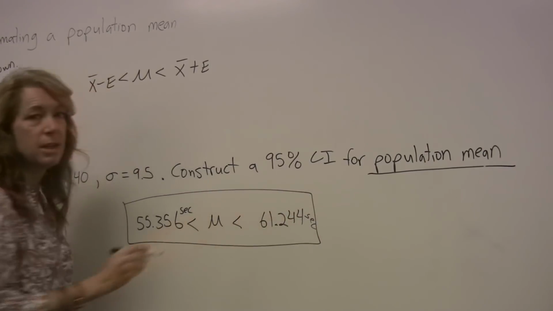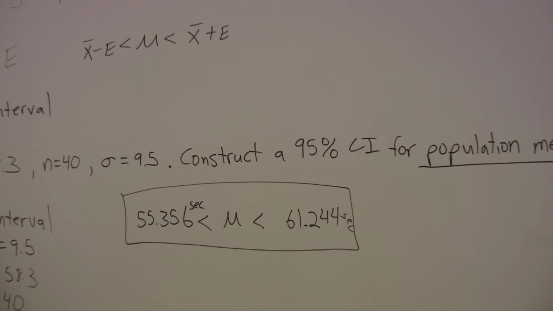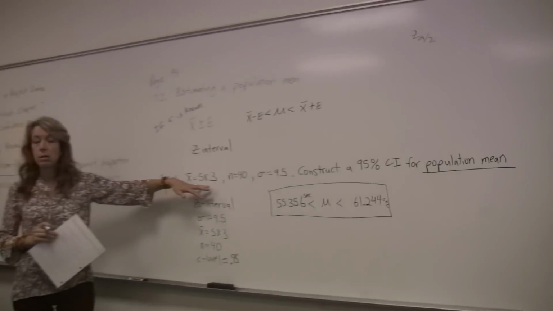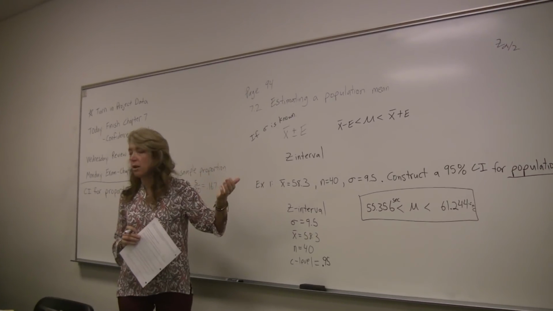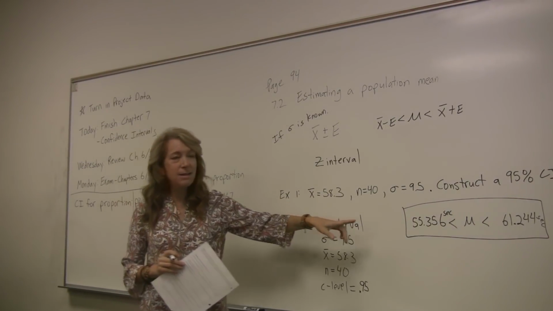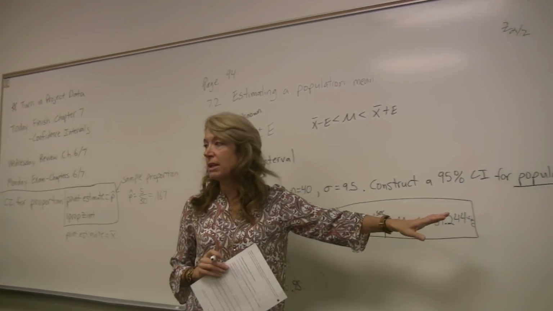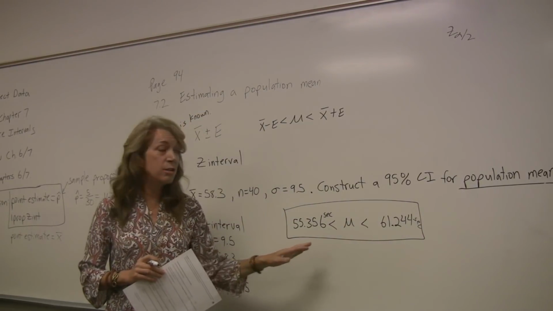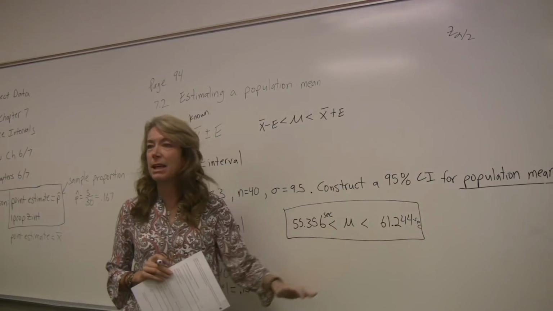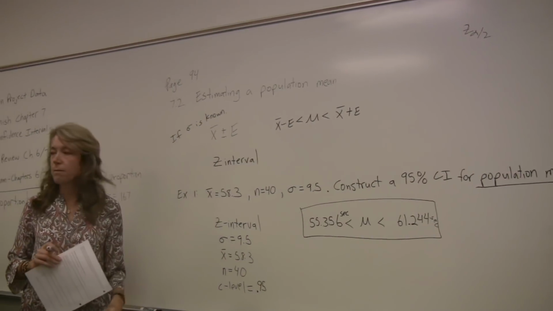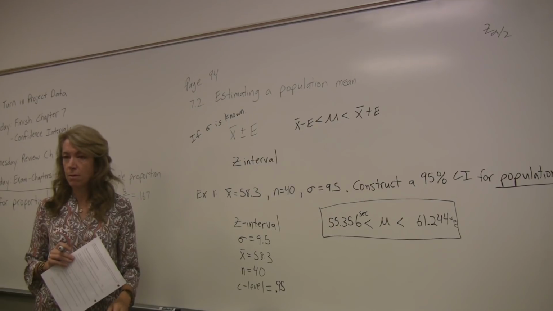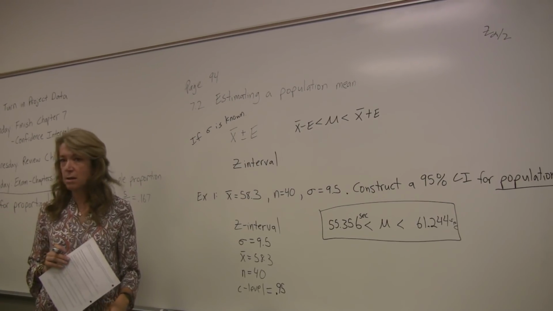Let's talk about what we just did. We took a sample of students. They had a 58.3 second average for how long they think it is until it's been a minute. What we've done now is we've estimated what it would be for the whole population of all students. All students would have a mean somewhere between 55 and 61 seconds. Questions on that?